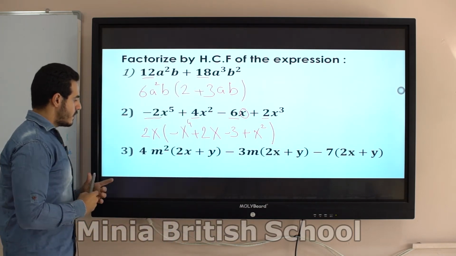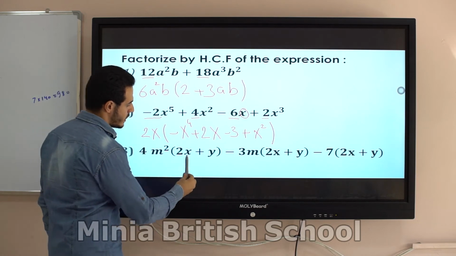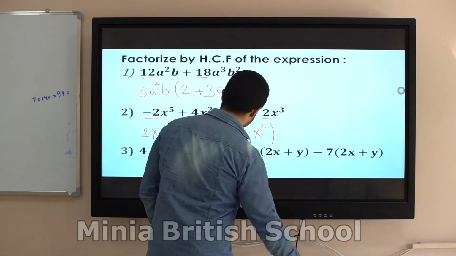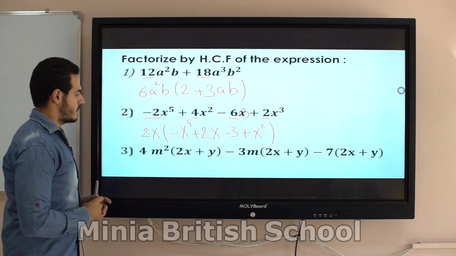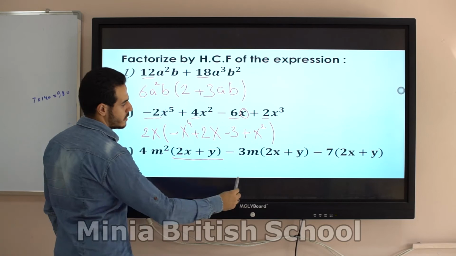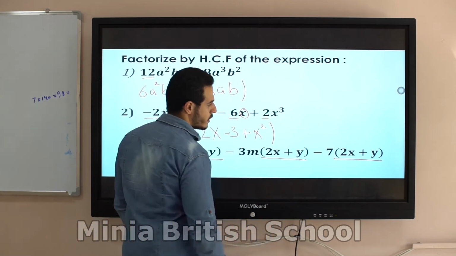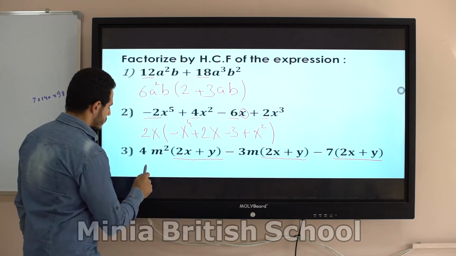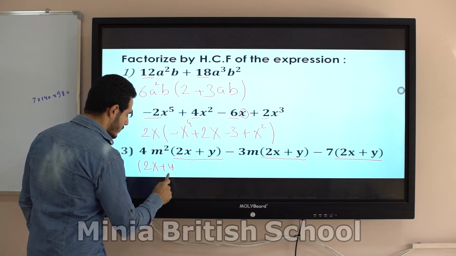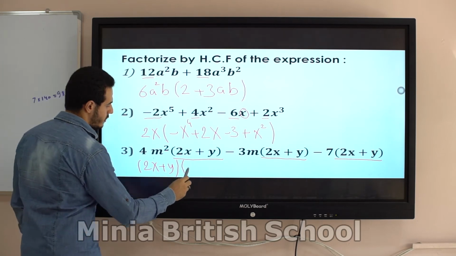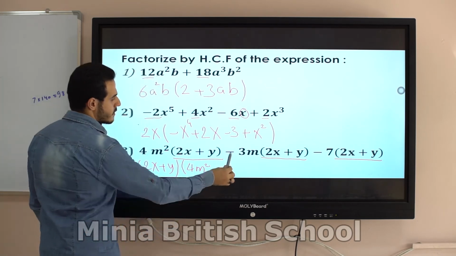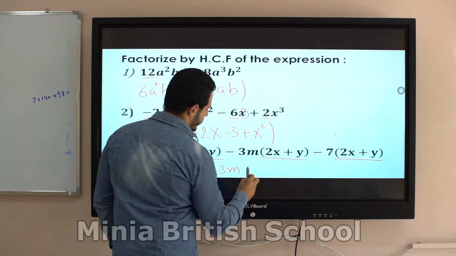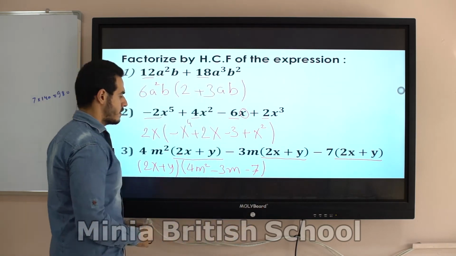Number 3. 4m power 2 times 2x plus y minus 3m times 2x plus y minus 7 times 2x plus y. Now focus on this statement. You will see that 2x plus y, 2x plus y, 2x plus y. So I will take 2x plus y from all terms. So 2x plus y and open bracket. The first term will be 4m power 2. Second term will be negative 3m. Third term will be negative 7. Okay?